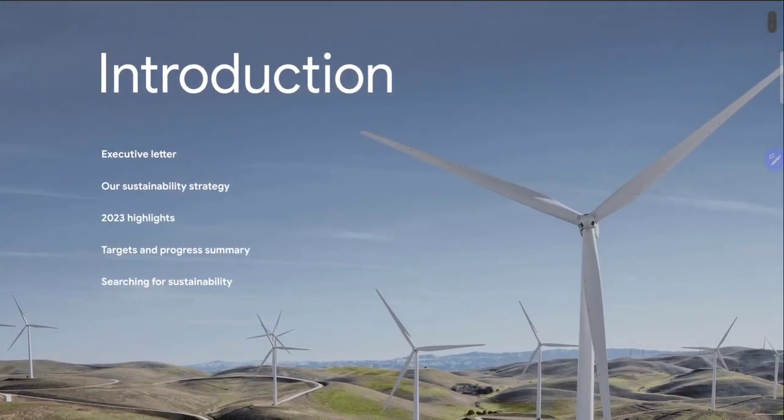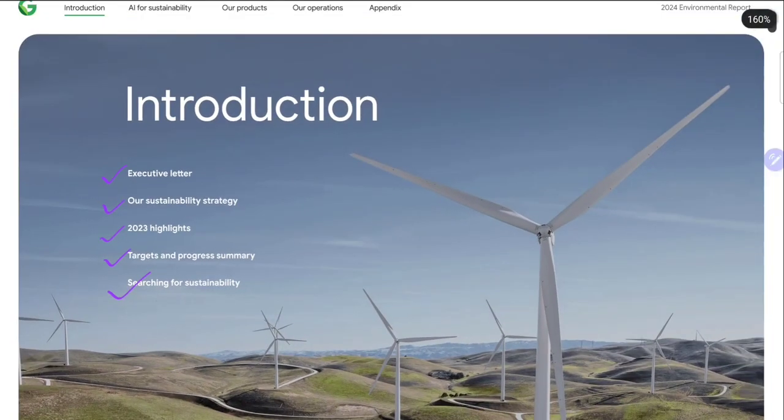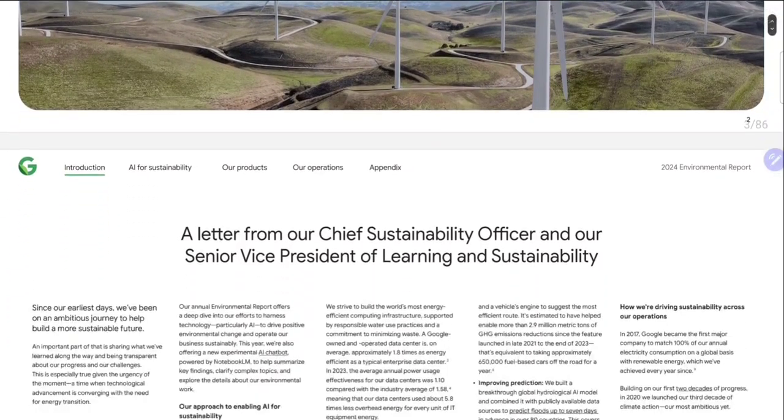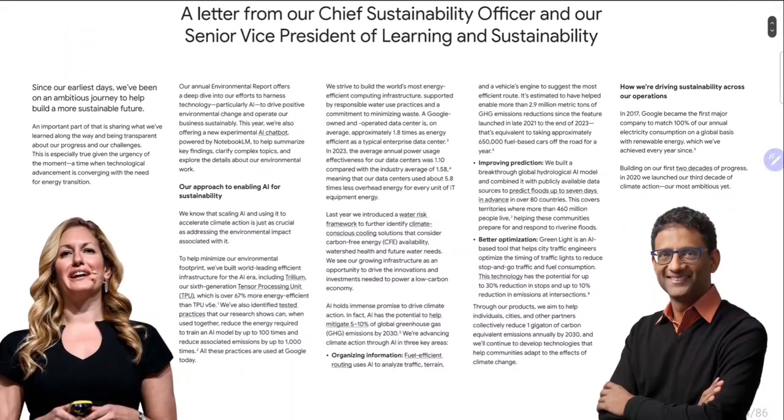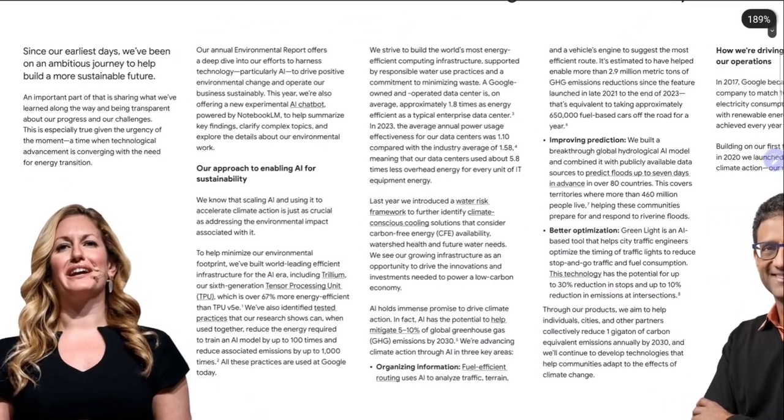So first of all, we see the introduction section where we have the executive letter, sustainability strategy, performance highlights, targets and progress summary, and searching for sustainability. Let's see what information is covered in this. There is a letter from the CSO, Chief Sustainability Officer, and the Senior Vice President of Learning and Sustainability. It's basically a commitment statement from the organization and its C-suite heads of sustainability. So what is the commitment covered here?